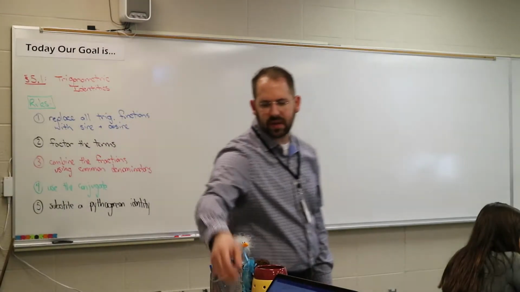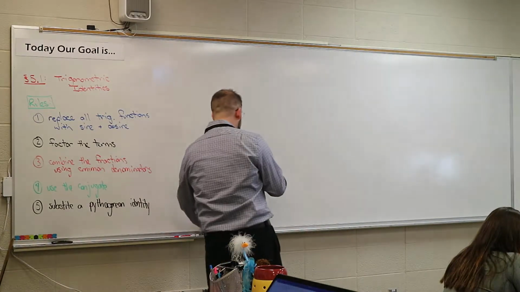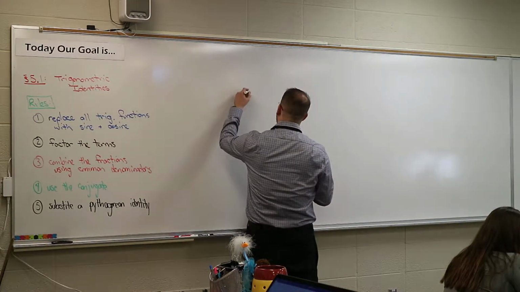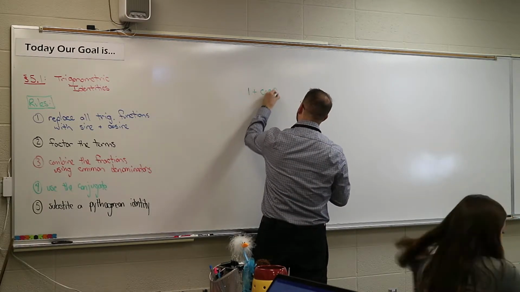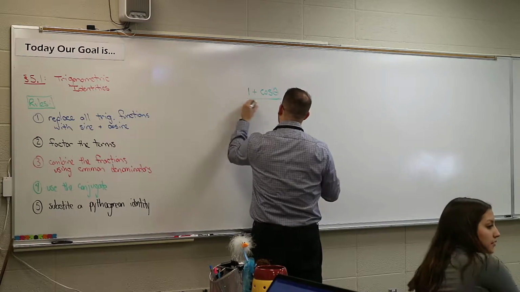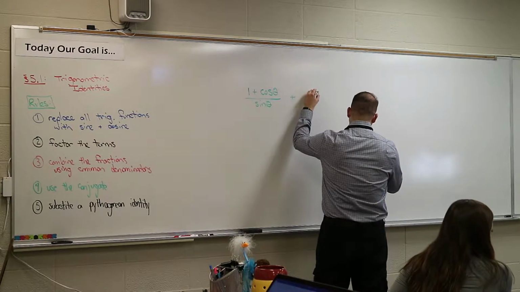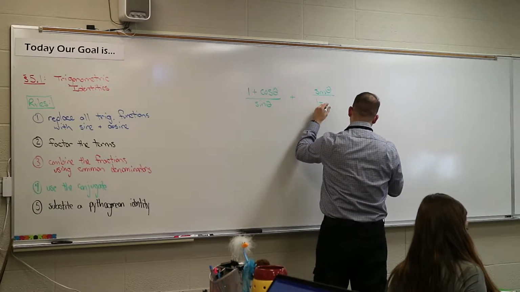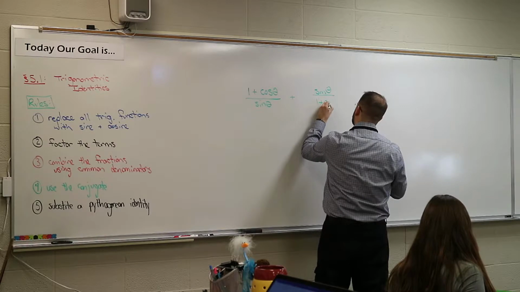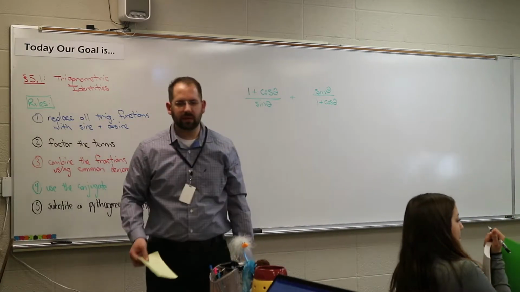This is one of the examples that I've been kind of waiting to show you because it's kind of difficult looking. So here we go. This is a problem I'd like you to write down. (1 plus cosine of theta) over sine theta plus sine theta over (1 plus cosine theta). Okay, my goal is to simplify this thing down.